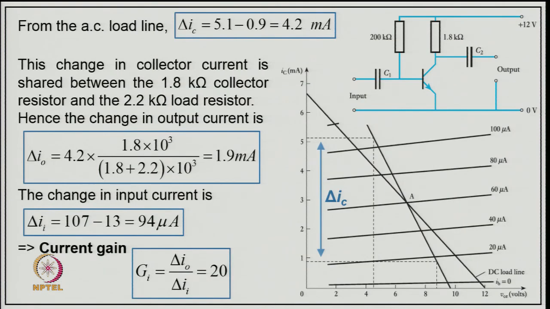So, now from the AC load line we can say delta IC will be 5.1 minus 0.7, that is 4.2 milliampere. So, this change in collector current is shared between the 1.8 kilo ohm and the 2.2 kilo ohm load resistor. Hence, the change in the output current will be delta IO equal to 4.2 into 1.8 into 10 power 3 divided by (1.8 plus 2.2) into 10 power 3. So, this comes to 1.9 milliampere, and the change in the input current delta I will be 107 minus 13, that is 94 microampere, and current gain GI equal to delta IO upon delta I will be 20 for this modified circuit.